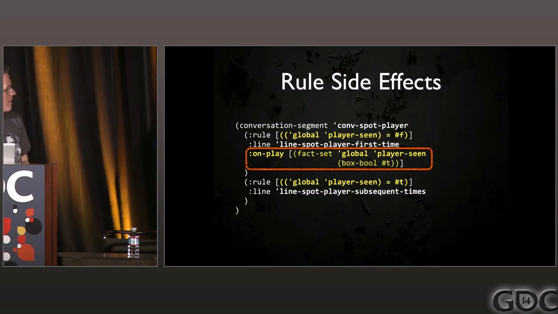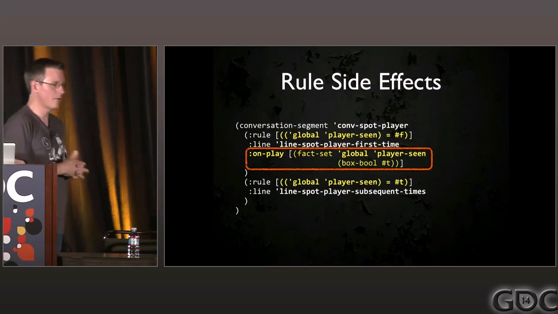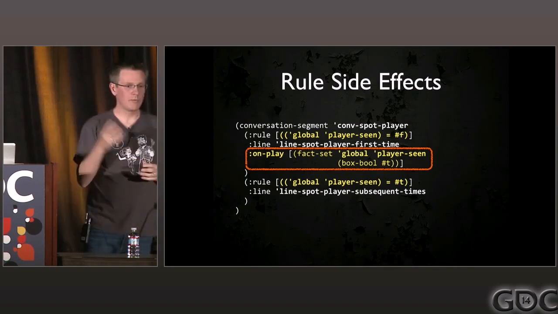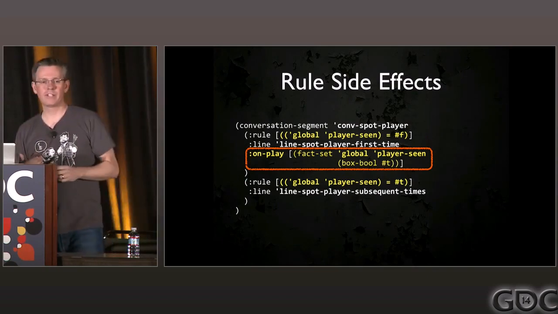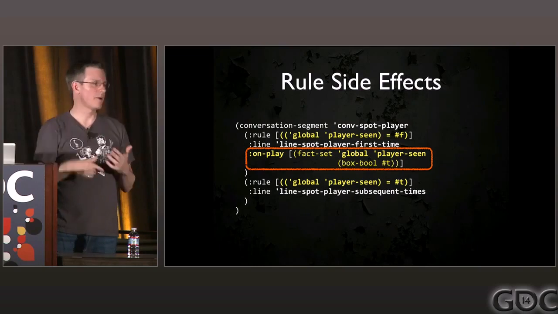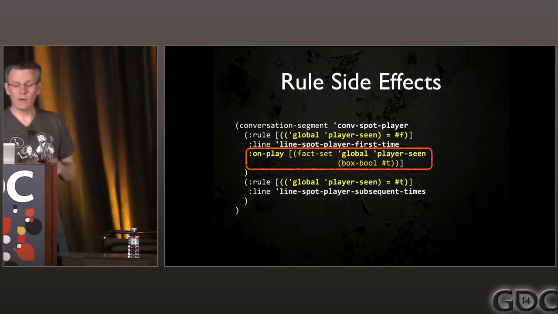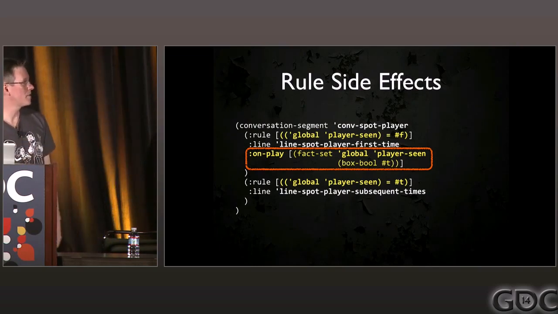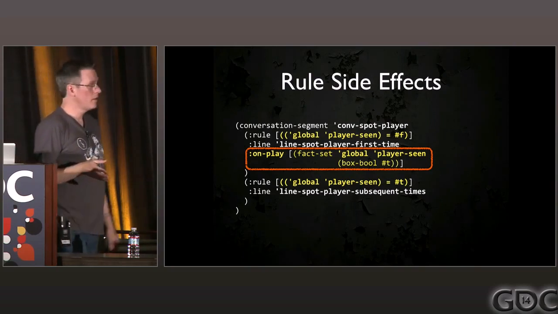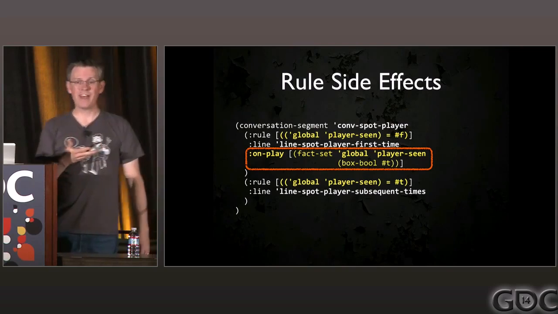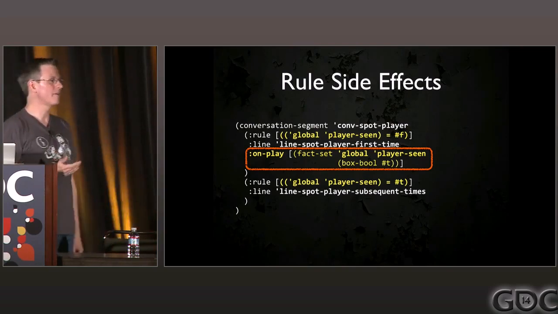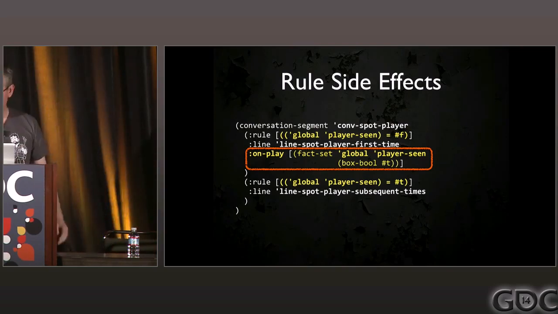One last thing to mention about this system is that we have what we call rule side effects. Anytime a rule evaluates to true within a conversation segment, whether it plays a line of dialogue or just branches off to another segment, we have this on play, which is an arbitrary chunk of script code that can do whatever it wants. And one of the things it can do is store information into fact dictionaries. So this allows rules to be self-modifying, or to update as things go along.